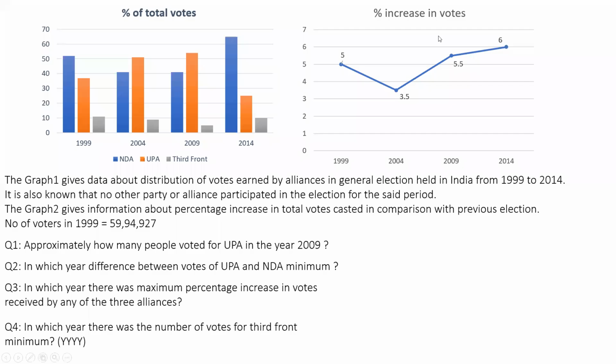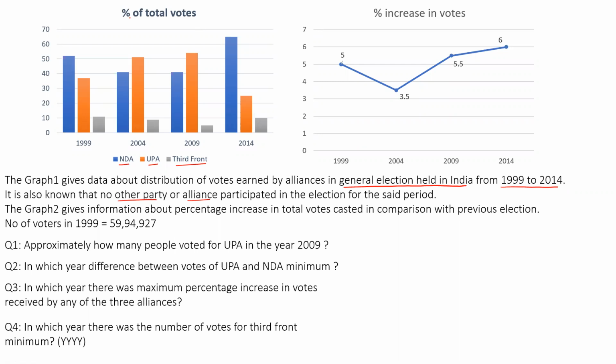Hi guys, this is the set given to us. The set talks about the general election held in India from the year 1999 to 2014. So there are four such occurrences. In this election, only three alliances participated: NDA, UPA, and the Third Front. No other party or alliance participated in the election.